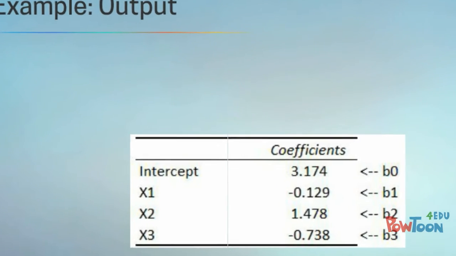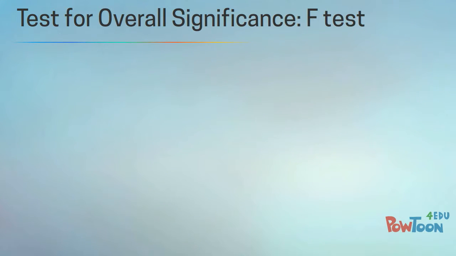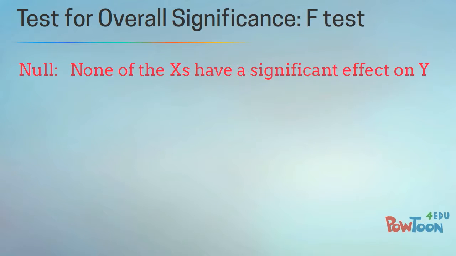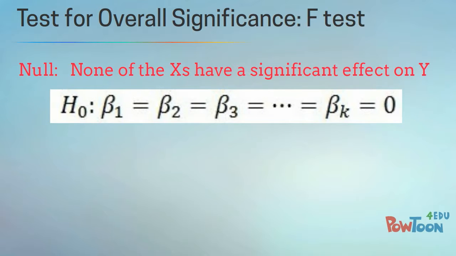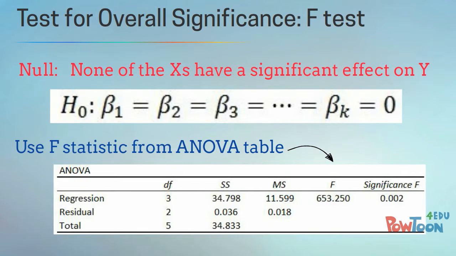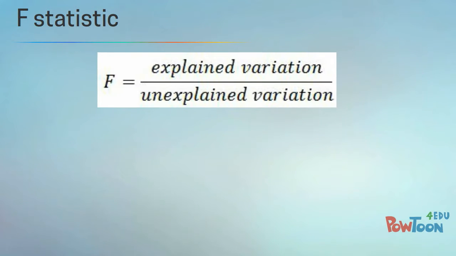We next perform an overall test for significance called the f-test to see if the model has any value. The null hypothesis is that none of the x's have a significant effect on y, which can be written as beta 1 equals beta 2 equals beta 3 equals up to beta k equals 0. This hypothesis is tested with an f-statistic found in the ANOVA table of the regression output. The f-statistic is the ratio of the average amount of variation explained by the model over the average amount of variation that is unexplained. A larger f indicates a stronger model.